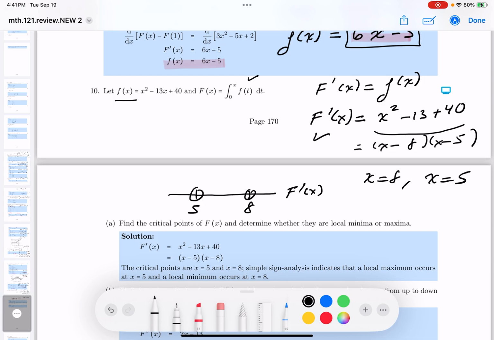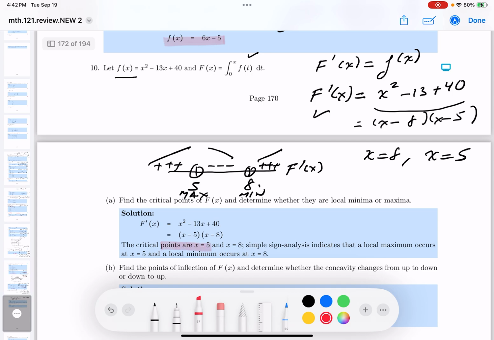If you pick a number like 10, plug it in, it's positive, which means increasing. That means the big F is increasing. And between 5 and 8, I pick 7, you plug it in, it's going to be negative. That means the big F is decreasing. And over here, if you pick 0, what do you get? You get a positive. All right, so I'm going to say a max occurs here and a min occurs here, and these are relative.